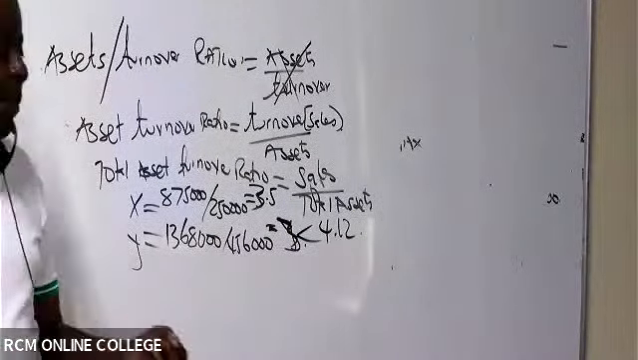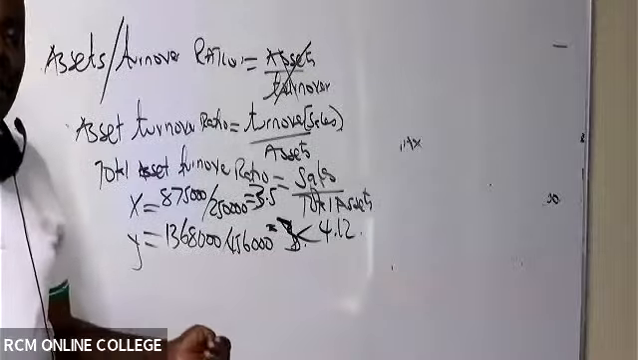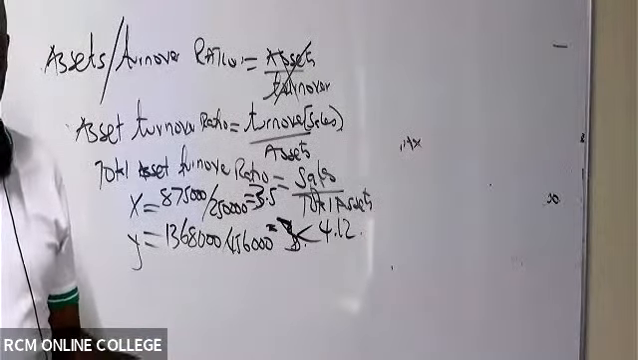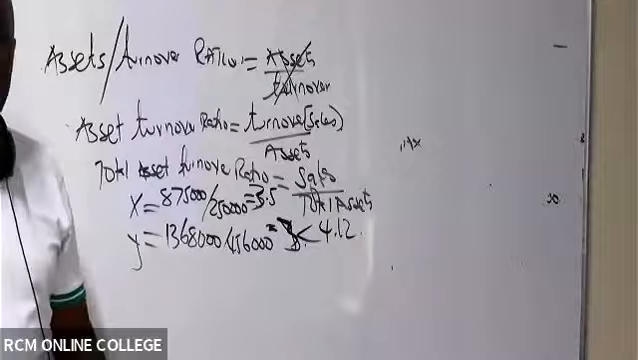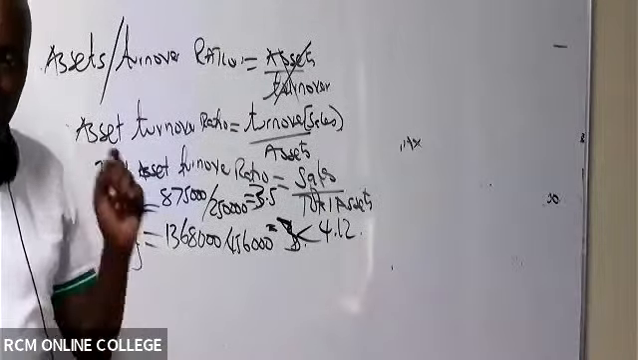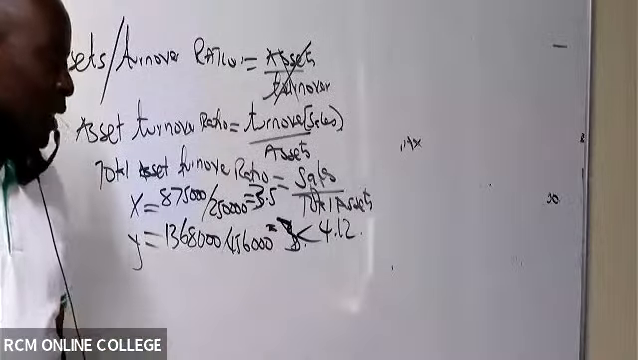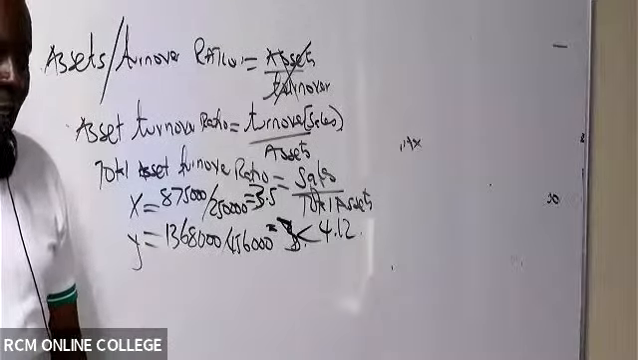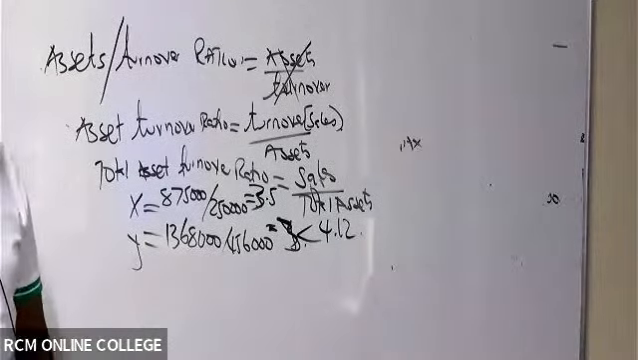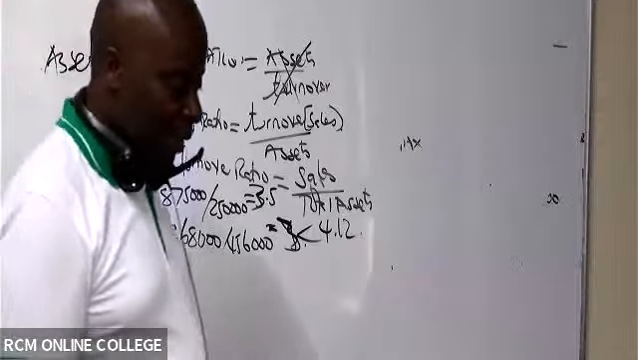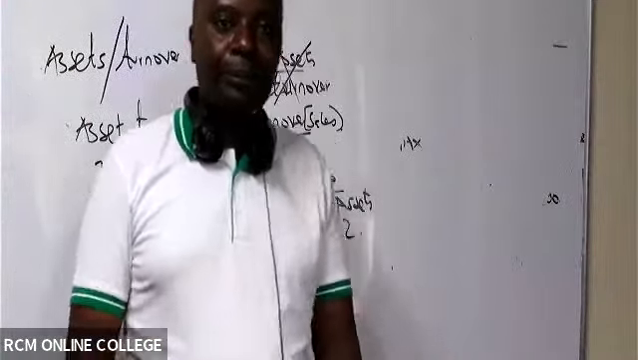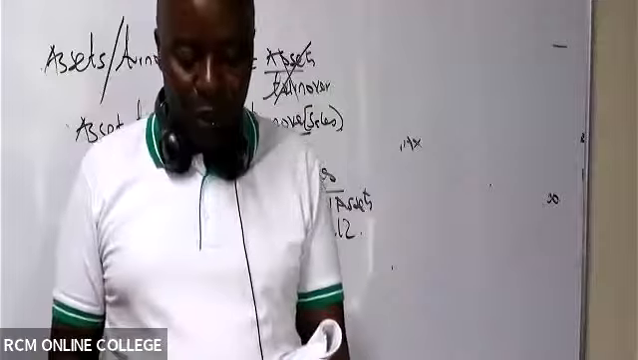So then we should be able to summon the manager of Y and talk to them. Because that's a bad variation. Depending on what we were targeting versus what we have gotten, this is a bad variation. This is bad performance. Y has not met its targeted assets turnover. All right, my good students.